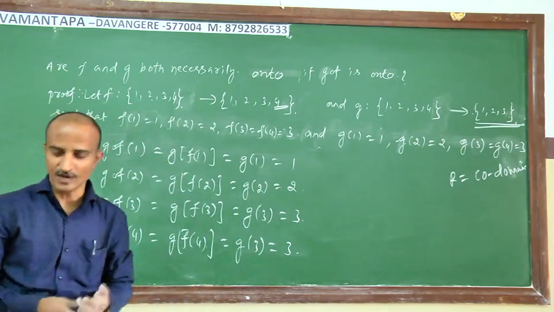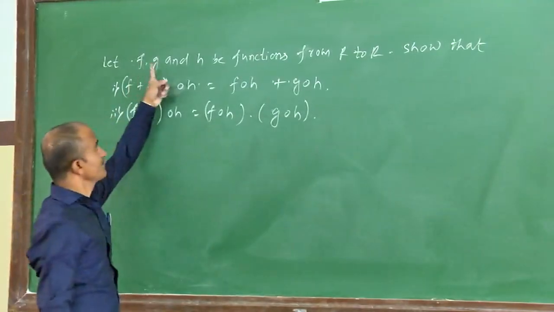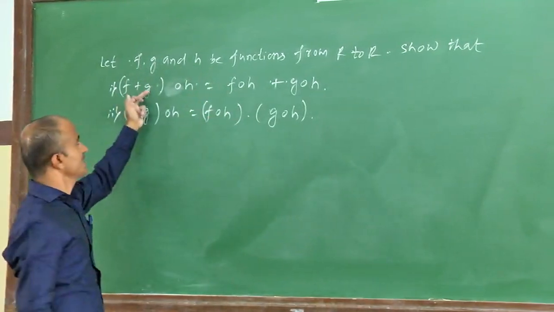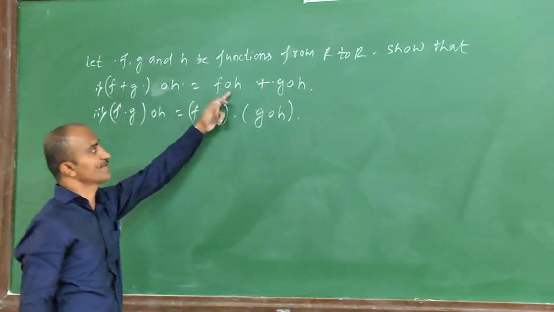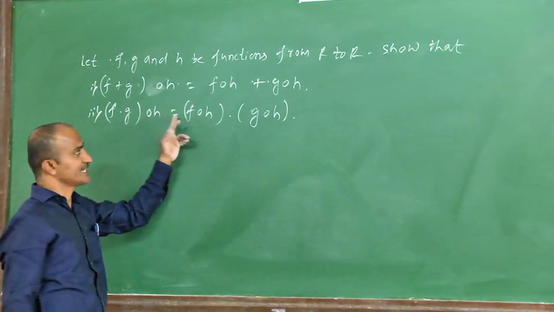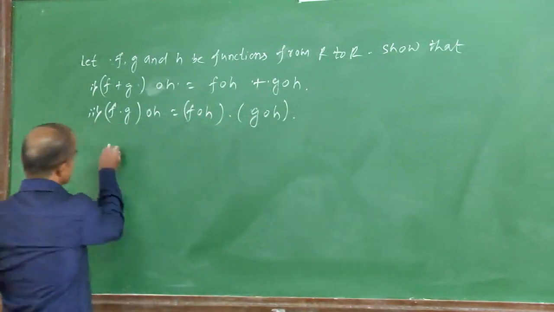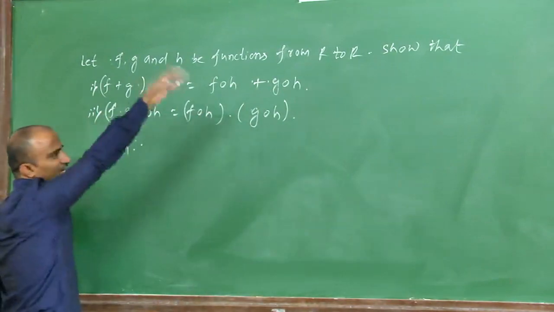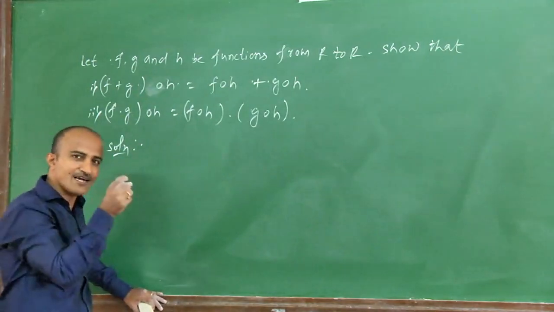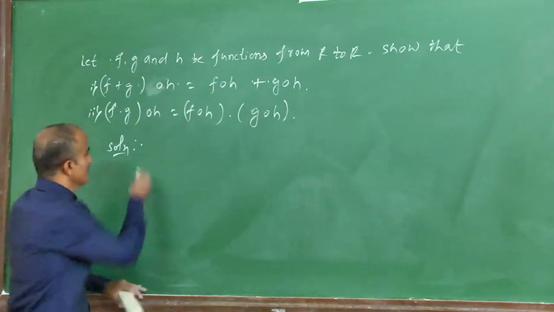Now we will discuss some problems related to composite functions. Let f, g and h be functions from R to R. We need to show that (f plus g) composition h equals f composition h plus g composition h, and (f into g) composition h is f composition h into g composition h. To prove this, they have already given that f, g, h are functions from R to R. From R, we choose an arbitrary element, say x belongs to R.